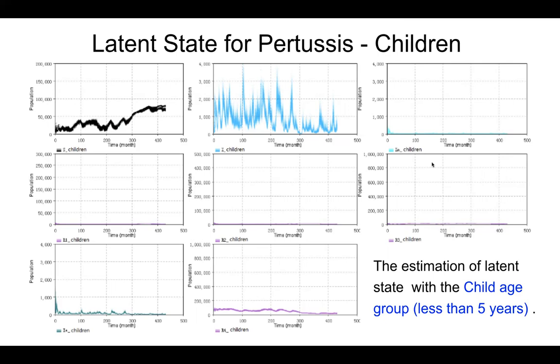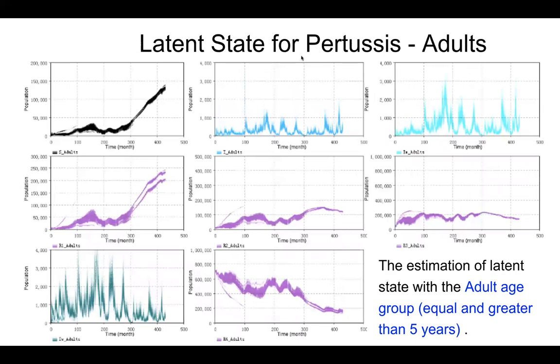Okay, so the particle filtering pertussis model can also successfully estimate those latent states. Here is the children age group, and this figure shows the adults age group. So I think maybe I can give a quick explanation. I think this is for the R1 compartment of the pertussis model, which is the recovered population in stage one.